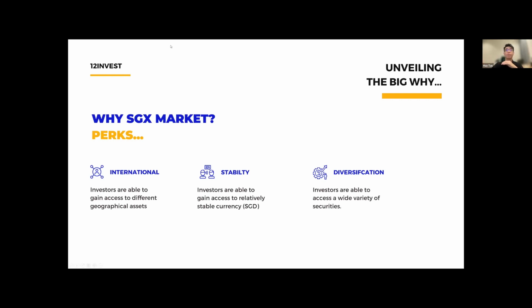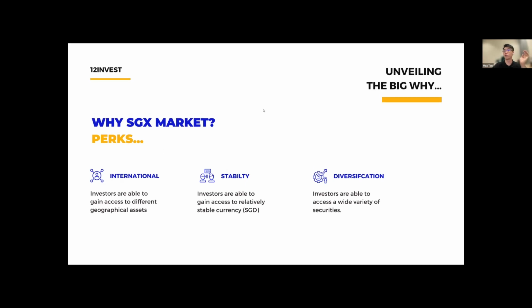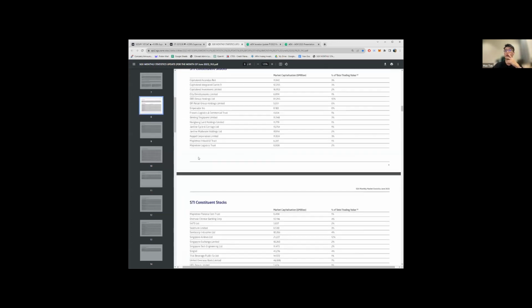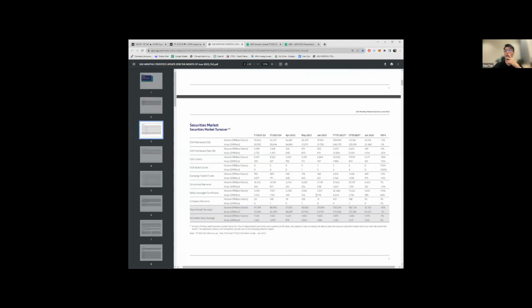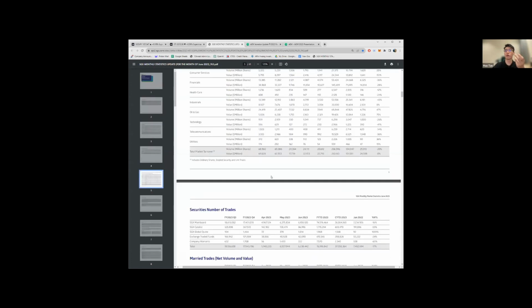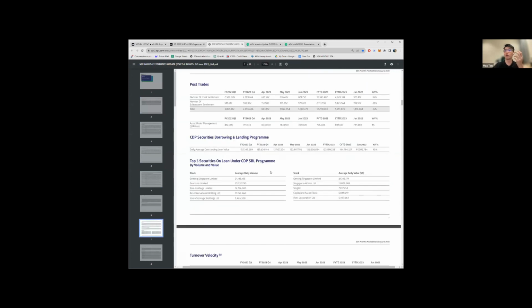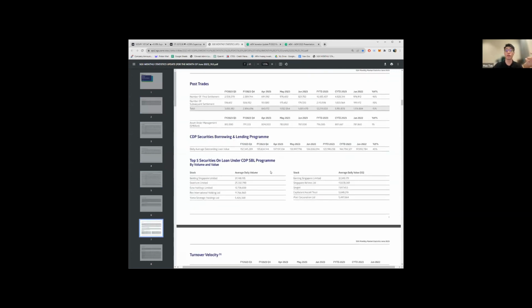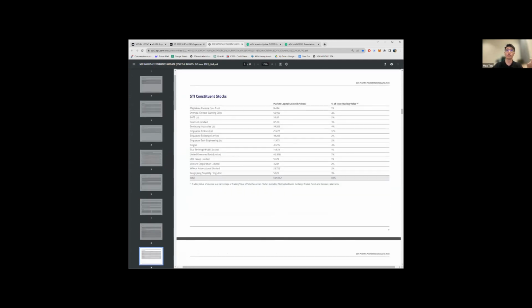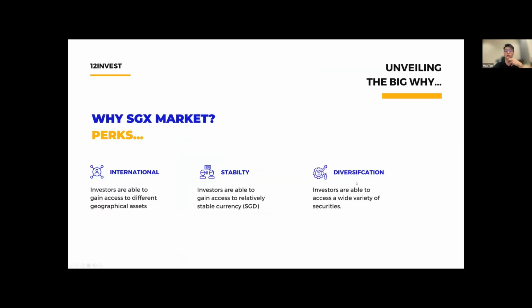So all this data, if you don't remember them, don't worry about it. It's not really that critical. And if you go to the SGX website, you can have access to all these kinds of data, as you can see over here. But this is just for information on what's going on in the Singapore market and also on the liquidity. Because as investors, obviously we want to look for a stable and liquid market to invest our money in. So these are just some of the statistics to share with you.